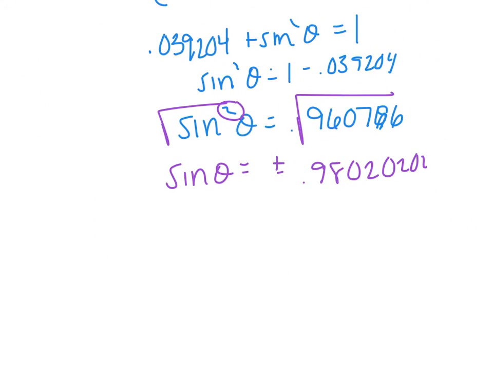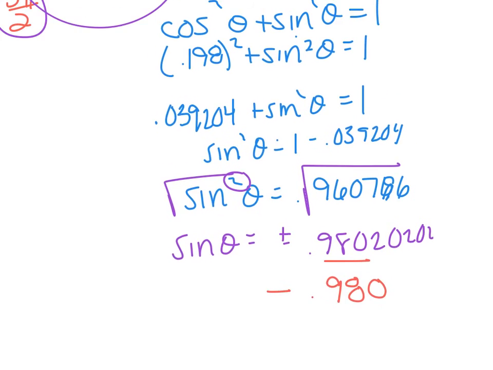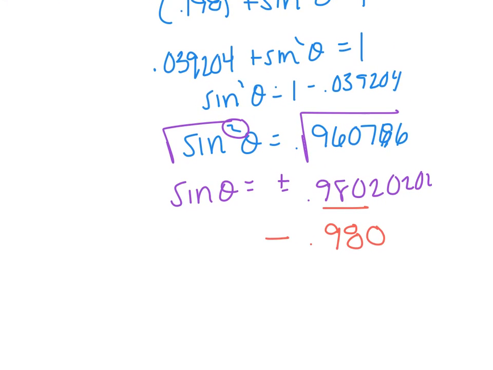So real quick trick, guys, if you think of the number 1,000, how many zeros does it have? 1, 0, 0, 0, 3. So that means I need 3 decimal places for thousandth. So I'm going to say negative, because of the quadrant I'm sitting in, 0.980. And that should do it.